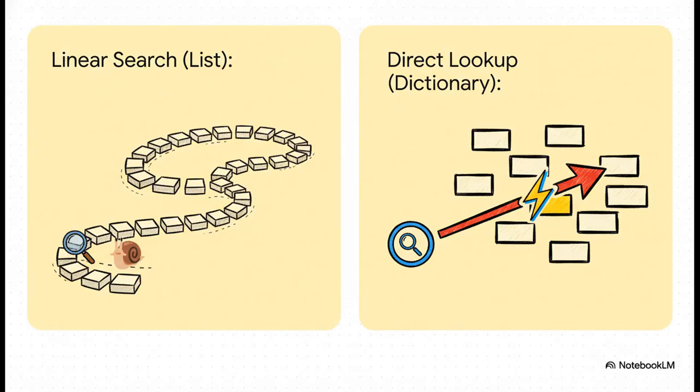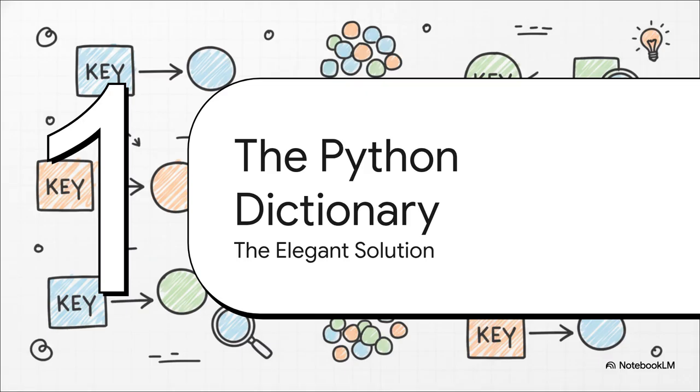Well, if you're using something like a list, you're kind of stuck. You have to do what's called a linear search. You check the first thing, nope. The second thing, nope. The third, you get the idea. It's so slow and clunky. But what if you could just skip all that and go straight to the answer? That's what we call a direct lookup. And that, my friends, is where the Python dictionary comes in. It is the elegant solution. It's a data structure that was literally built to take that slow, painful search and make it completely instant.